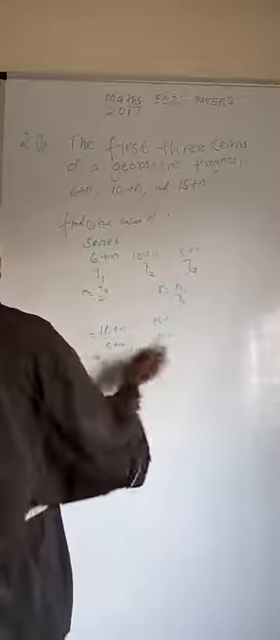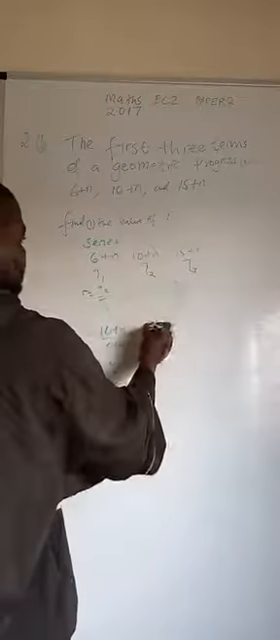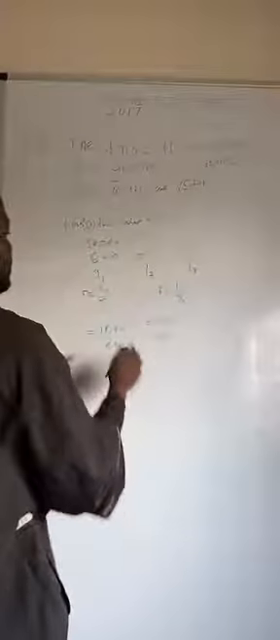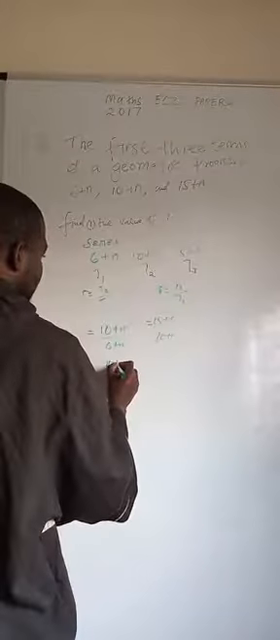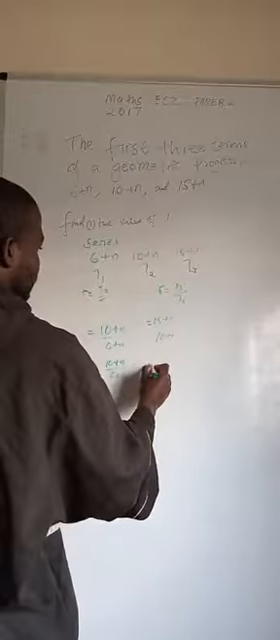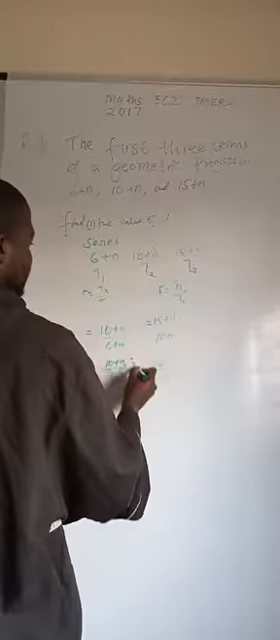Now, have you seen the answers are like this? Meaning these two answers need to be equated, because it's a common ratio. So it's supposed to be 10 plus n over 6 plus n is equal to 15 plus n over 10 plus n. Then I cross multiply.